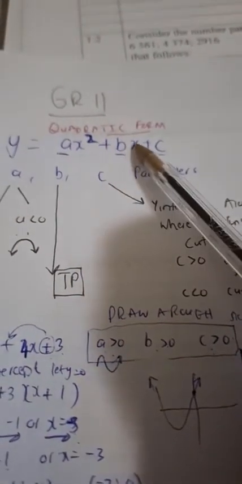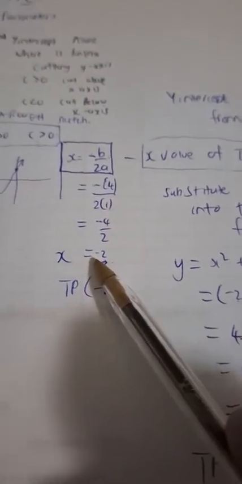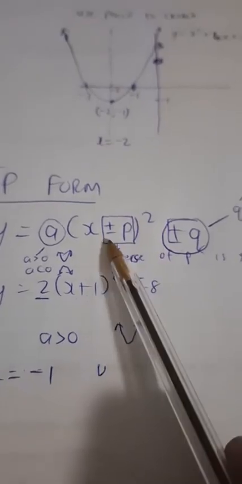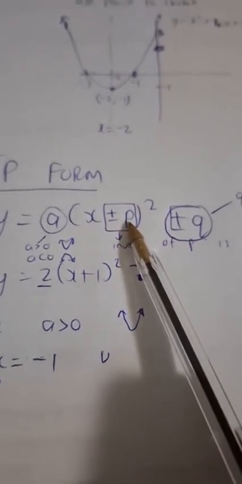But you remember for the quadratic function, ax²+bx+c, this form requires a formula to be used to get the x coordinate of the turning point. Then we take that x coordinate and substitute it into the original function. So for this form, there's no need for a formula. All we need to know is how to get the x coordinate of the turning point, and we know it's the inverse of the p value.